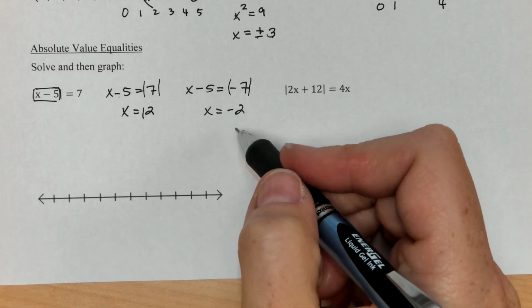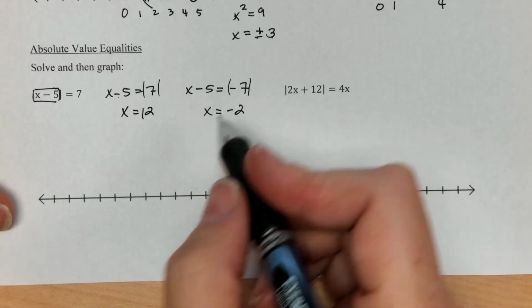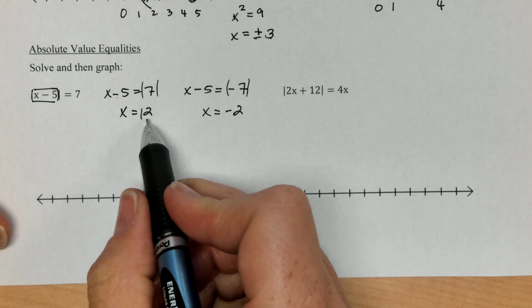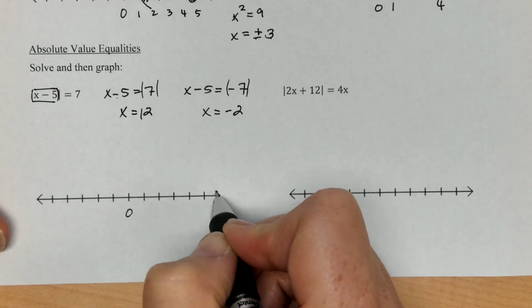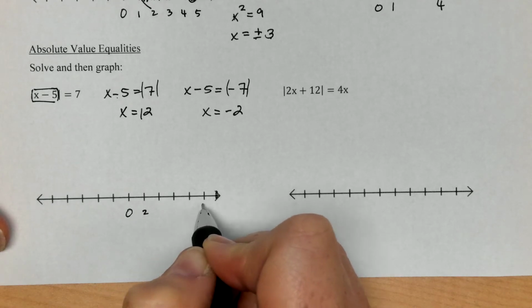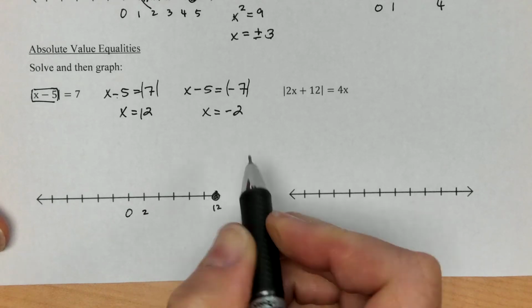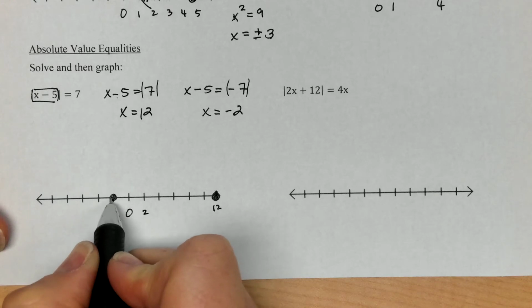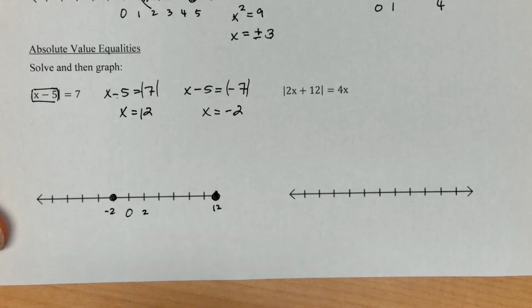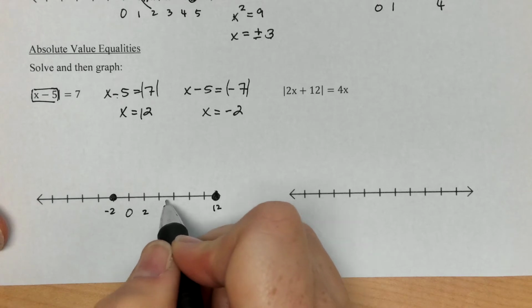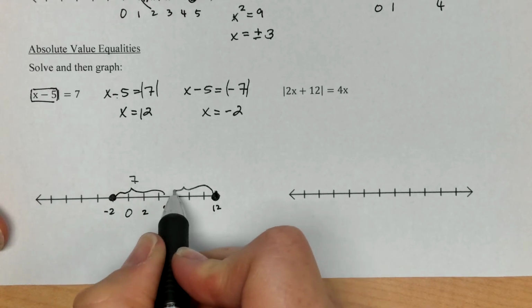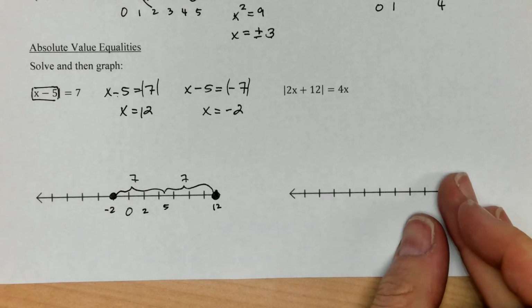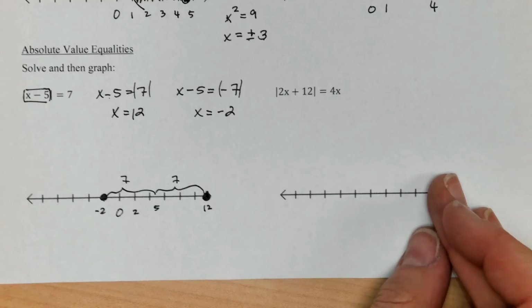So now we just need to graph both of these values. I'm actually going to go by 2's, because to get all the way to 12, I don't have enough little tick marks. So 2, 4, 6, 8, 10, 12, put a dot there. And then -2 is your other possible value, so we'll put a dot there. Both of those, if you were to put a 5 down, are 7 units away from 5. That's what you're trying to find: what is 7 units away from 5.